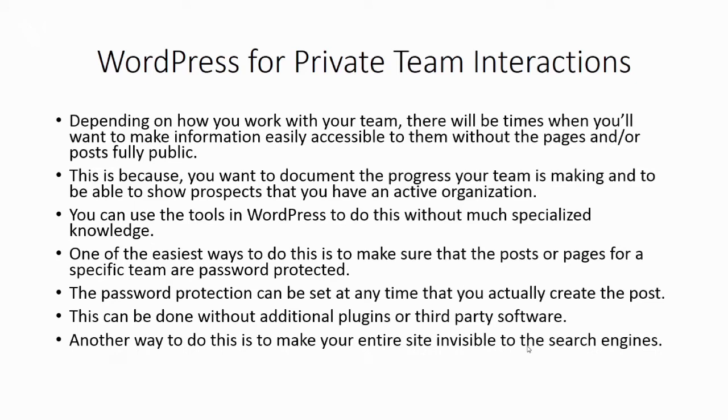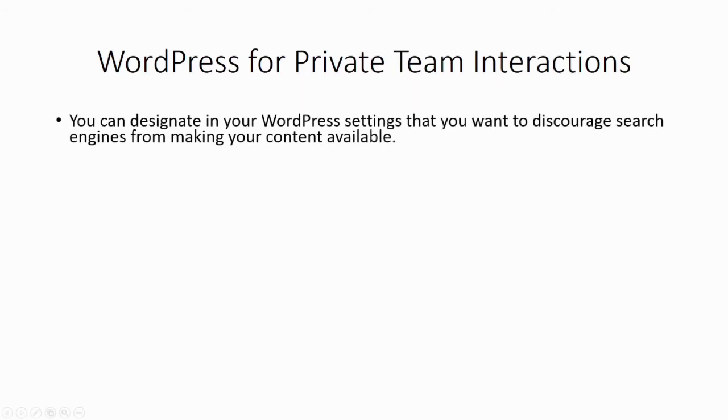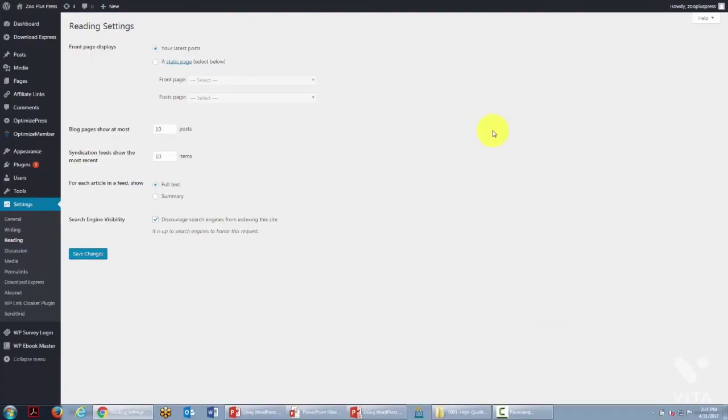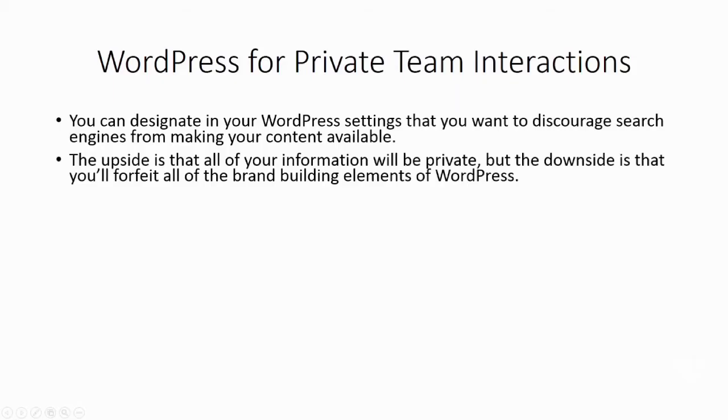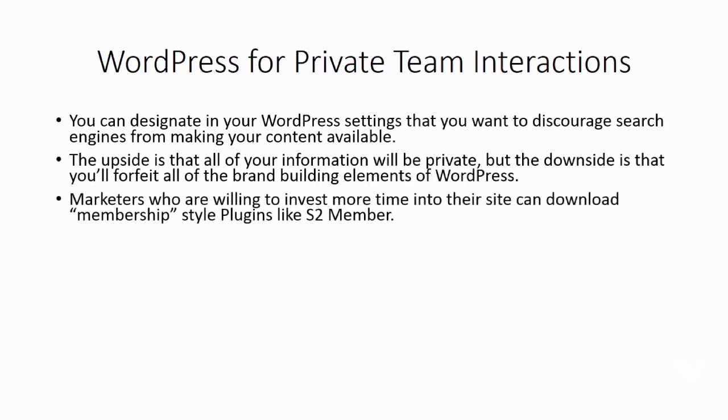Now, another way to do this is to make your entire site invisible to the search engines. You can designate in your WordPress settings that you want to discourage search engines from making your content available. And you can see that it's as simple as checking a button inside your WordPress site. Now, the upside is that all of your information will be private, but the downside is that you'll forfeit all of the brand building elements of WordPress.